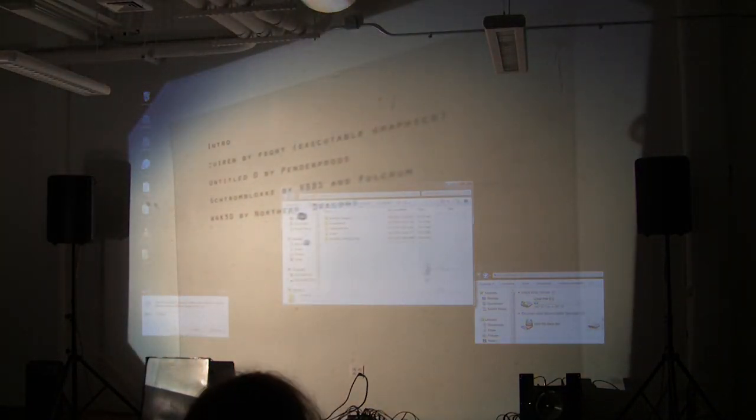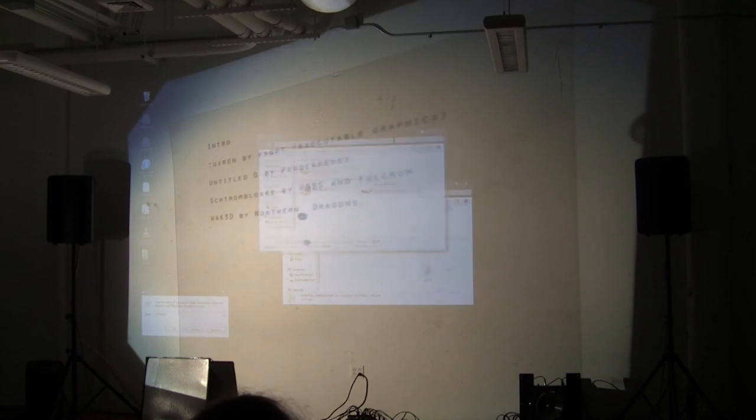So moving on to the last competition, we have the intros, that is to say size limited demos. In the final competition at the party, we've got some real interesting ones here.